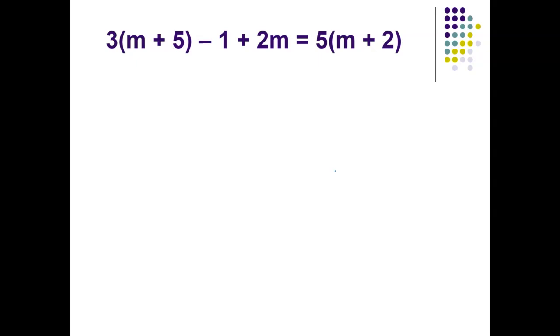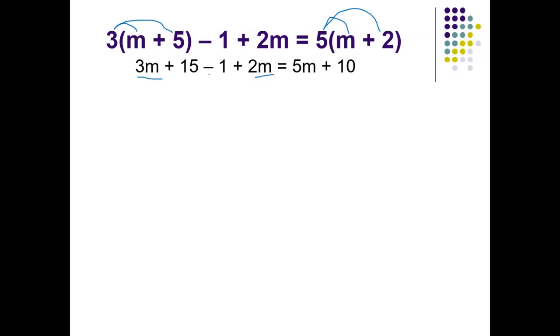Let's try another example. Now that we know that every time we have a parenthesis, we'll be using the distributive property, let's distribute that. 3 times m gave me 3m. 3 times 5 gave me 15. I brought down the negative 1. I brought down the 2m. And then on the right side, 5 times m is 5m, and 5 times 2 gave me 10. Now I'm going to combine the like terms, 3m and 2m, and then combine 15 minus 1. That's how I get 5m plus 14 equals 5m plus 10.